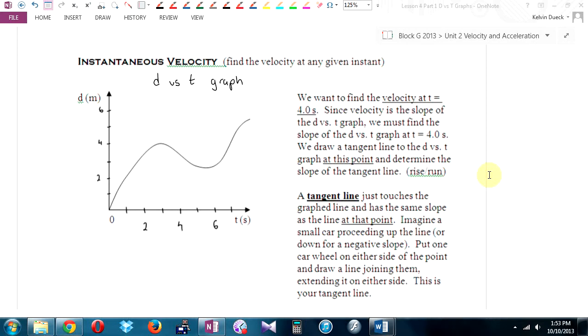Here's a distance versus time graph. We want to find the velocity right at time equals 4. So at time equals 4, I want to find the velocity. I'll put a dot right there. I go to t equals 4, and then I find where that intersects. First of all, just looking at it, can you tell me at 4 seconds, are we traveling forwards or backwards? And how do you know?